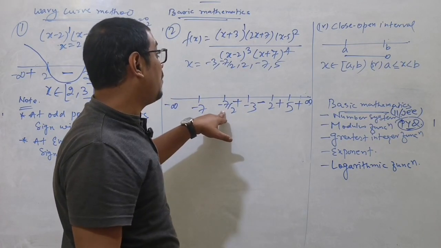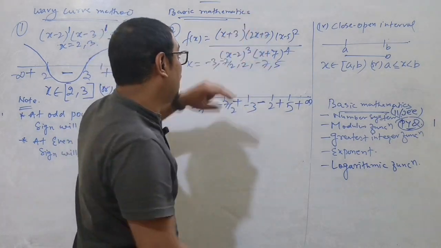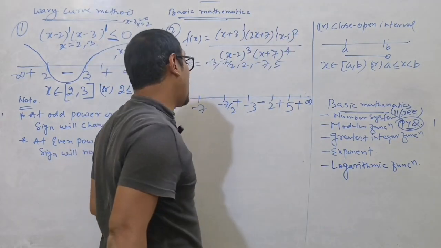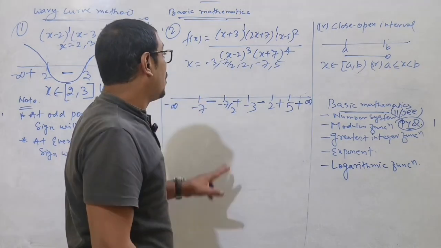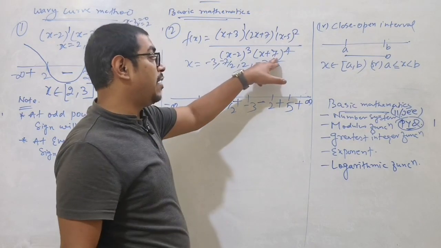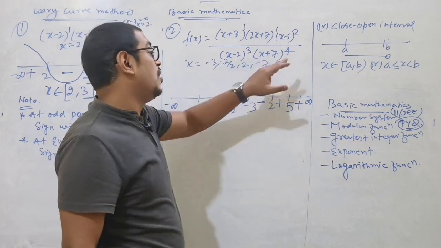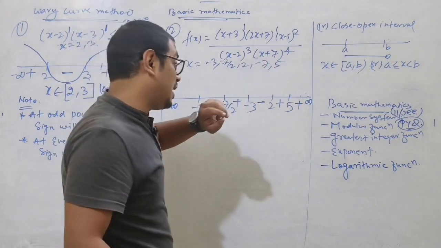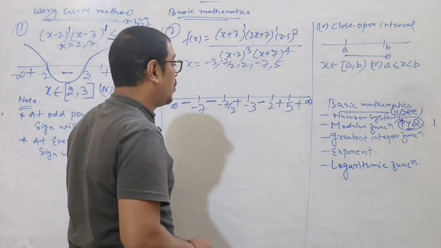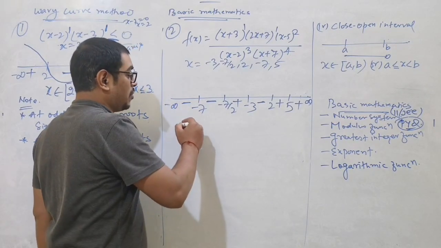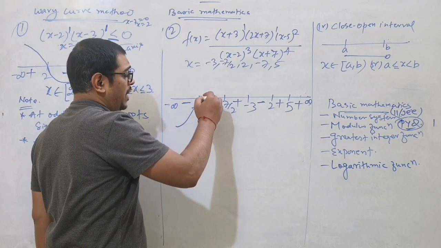Minus 7 by 2 comes from here. The power again is odd. If the power is odd, then plus changes into minus. Now minus 7 comes from here. What is the power? The power is even. So at an even power we can't change the sign. So it stays negative, and we continue this one negative. So the curve is coming from here.